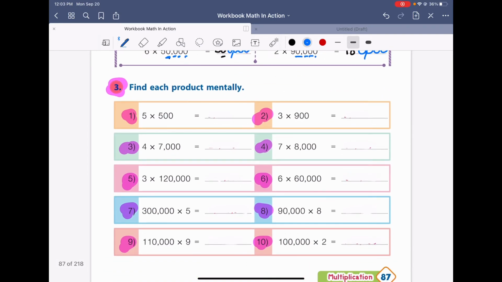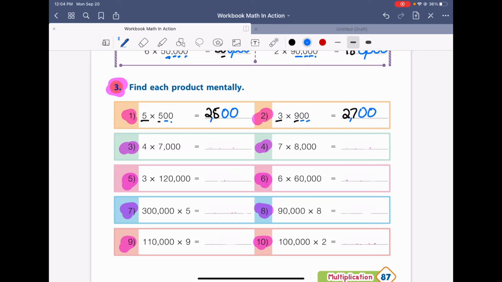Find each product mentally. 5 times 5 is 25. How many zeros? 1, 2. 2,500. Number 2, we have 3 times 9 is 27. How many zeros? 1, 2. 2,700.